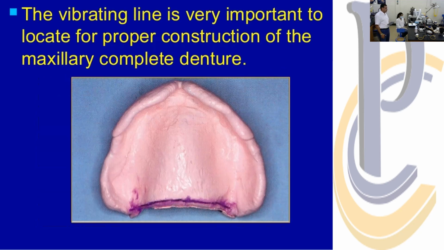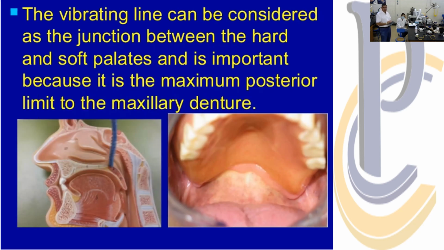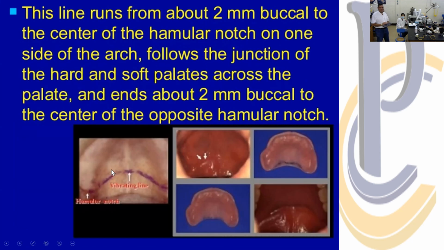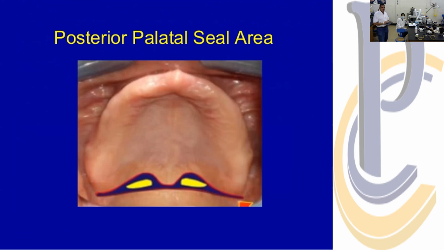And with this impression, you know where the extension is. Okay, a lot of pictures of the vibrating lines. Can you see? That's the extension of the denture, and this is the vibrating line.